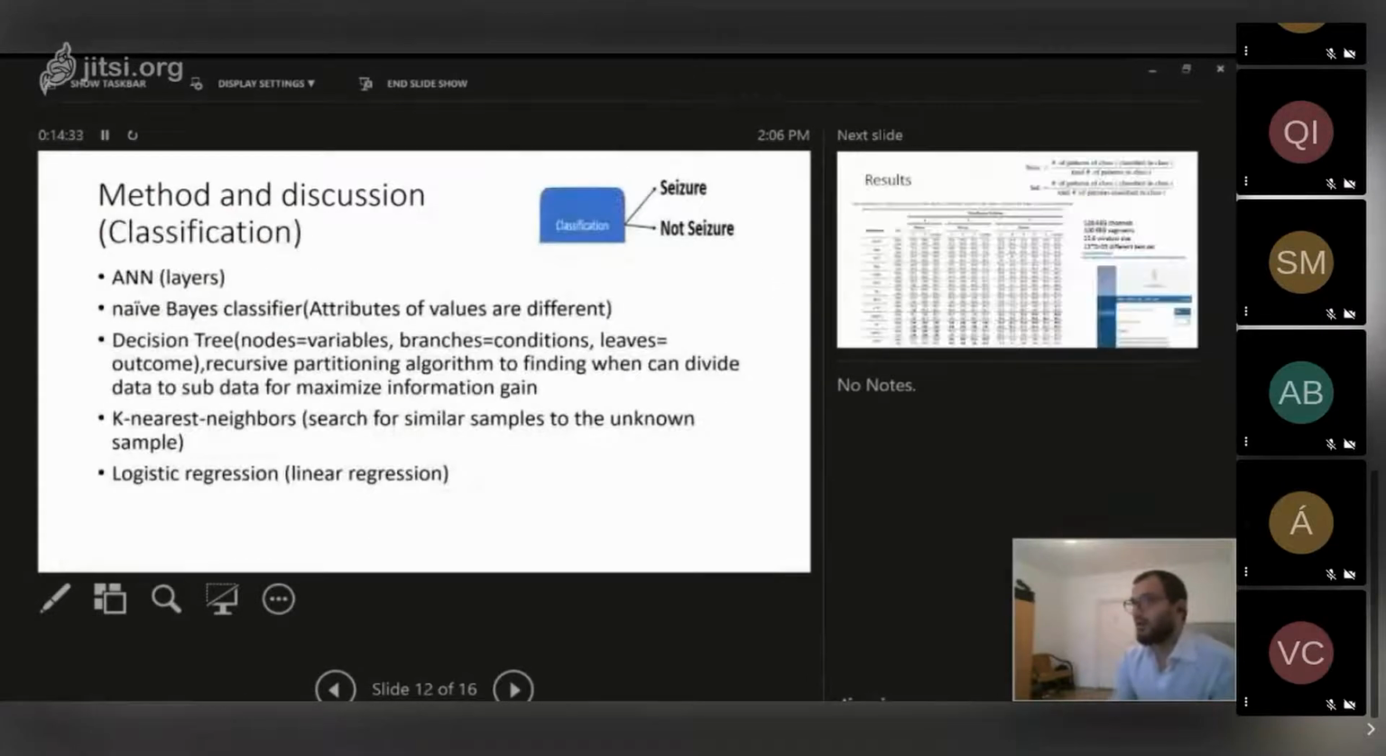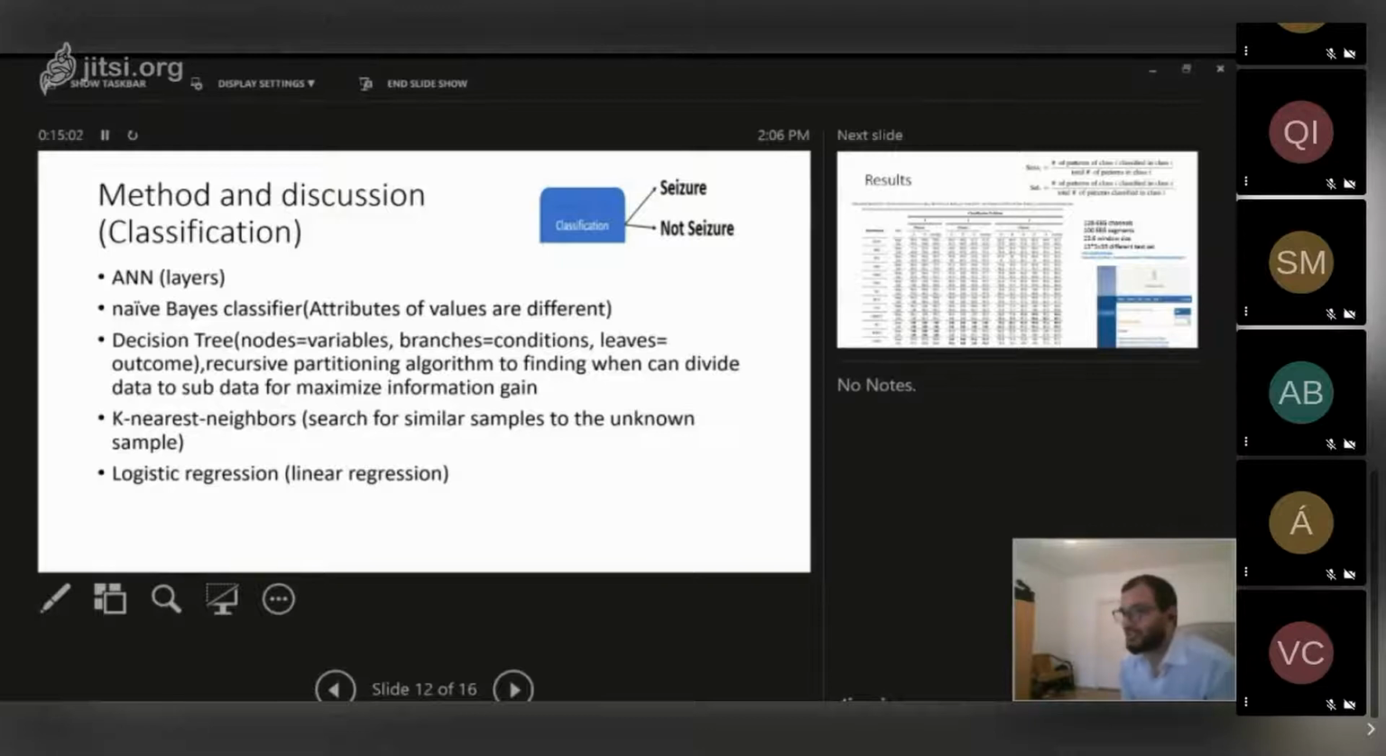After that, apply classification using an ANN with a hidden layer and a sigmoid activation function, and for the output, consider a linear function. For the naive Bayes classifier, they consider the attributes of each class's values as differing from the attributes of the values of the other classes.